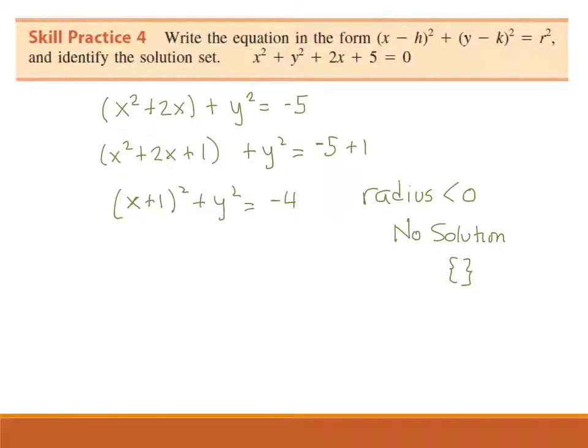So in practice skill 4, we write the equation in the form (x minus h) squared plus (y minus k) squared equals r squared and identify the solution set. So again, we group the x's. We get x squared plus 2x, and now we just have y squared equal to negative 5. And now we have x squared plus 2x plus 1 plus y squared equal to negative 5 plus 1. So now we have (x plus 1) squared plus y squared equals negative 4. It's less than 0, so we have no solution here.